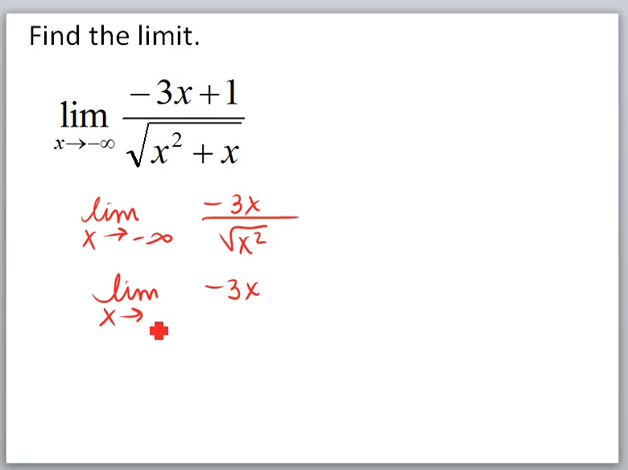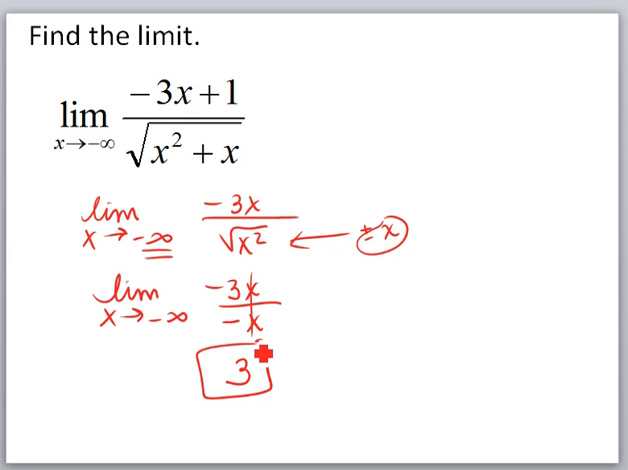and I take the square root, because I'm talking about going to negative infinity, I'm going to keep the negative x portion of this. Remember, this is actually plus or minus the x, but I'm going to keep the negative portion because I'm going to negative infinity. So when I cancel now, I end up getting a positive 3.